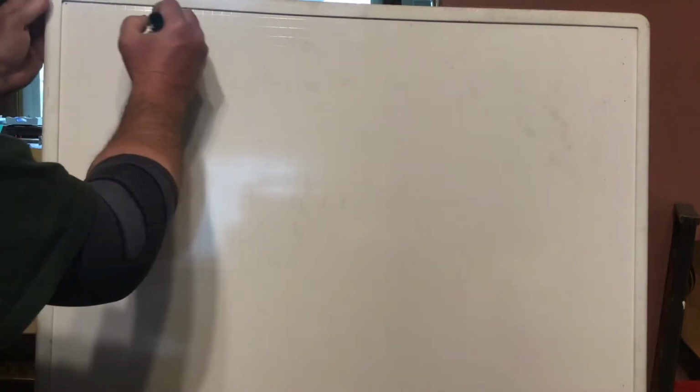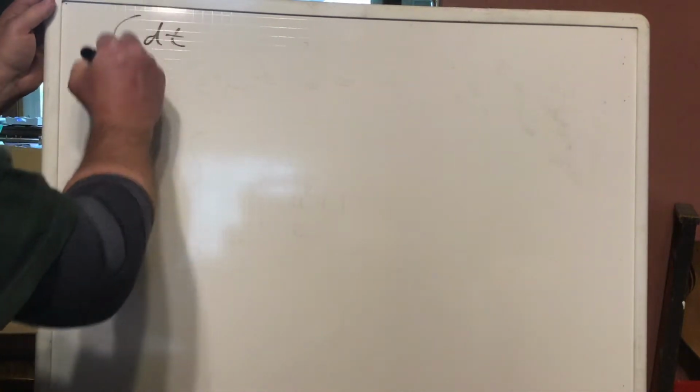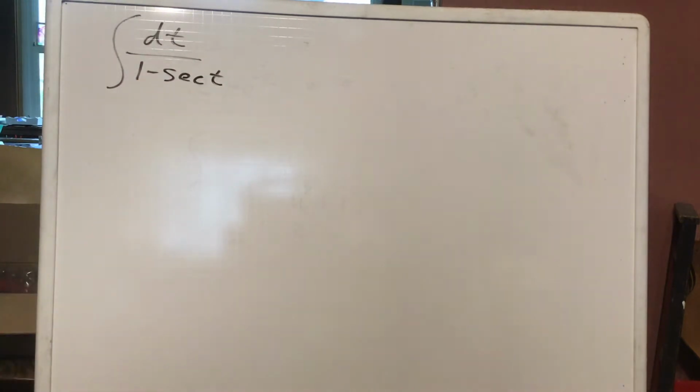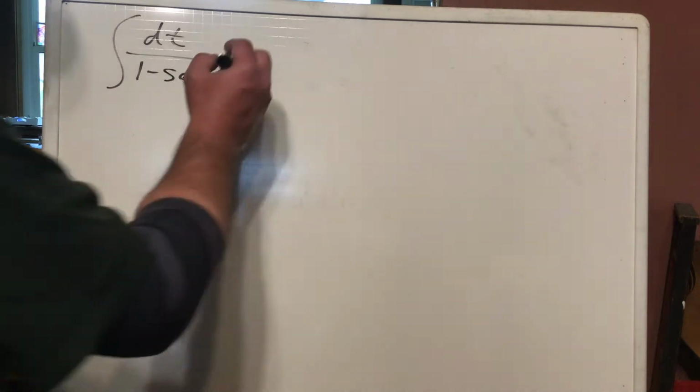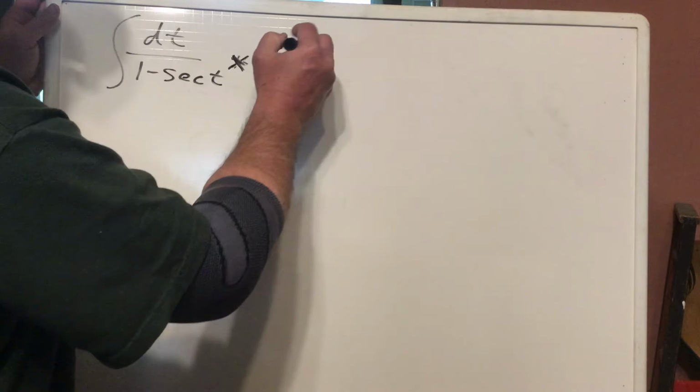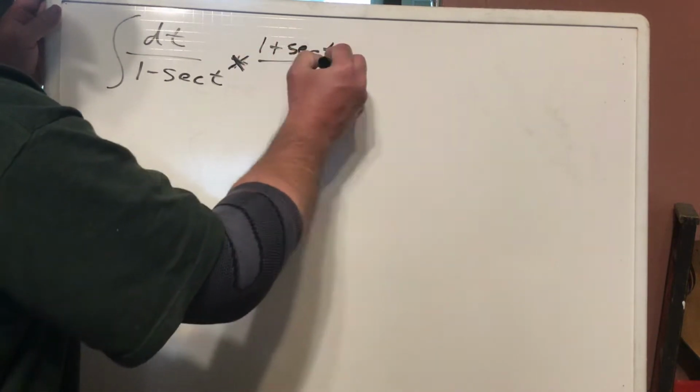Second one that was asked about was number 13. Number 13 starts out like this: the integral of dt over 1 minus secant t. I don't know what to do with 1 minus secant t, and so I want to get rid of that. So I multiply by the conjugate here, 1 plus secant t over 1 plus secant t.